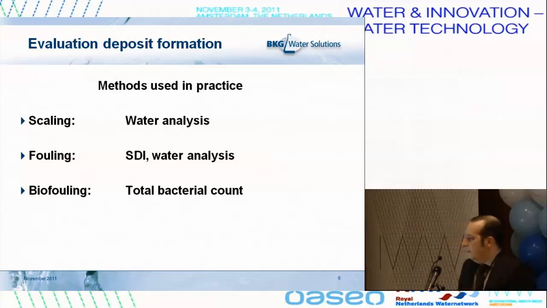So the methods right now to evaluate in our own membrane system the different scaling, fouling and biofouling risks are, first of all, for the scaling, the water analysis. So you take the water analysis, you analyze the potential risk of deposits. For the fouling, you can calculate the SDI, or you also take the water analysis. And for the biofilm right now, what is done is to measure the total bacterial count.